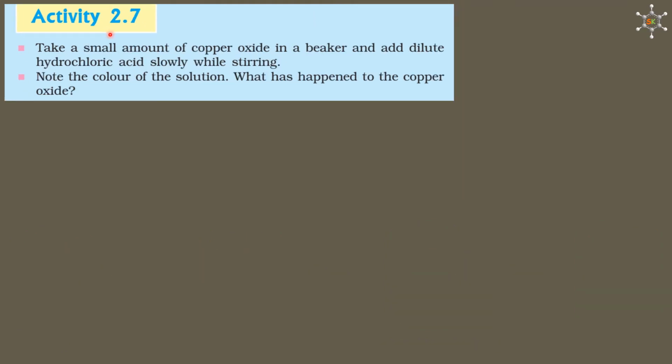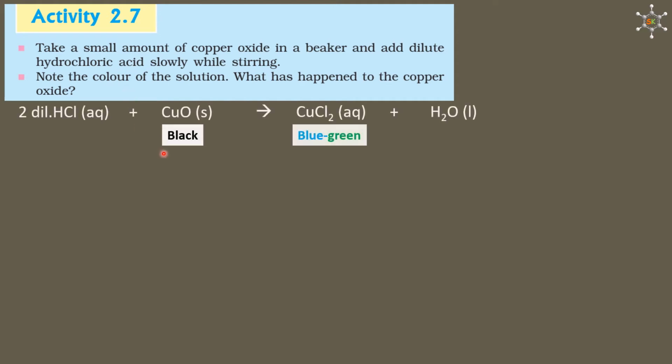Activity 2.7. Take a small amount of copper oxide in a beaker and add dilute hydrochloric acid slowly while stirring. Note the color of the solution. What has happened to the copper oxide? Copper oxide is a black color powder. Upon addition of dilute hydrochloric acid to copper oxide, it forms cupric chloride salt, which is greenish in color, and releases water.